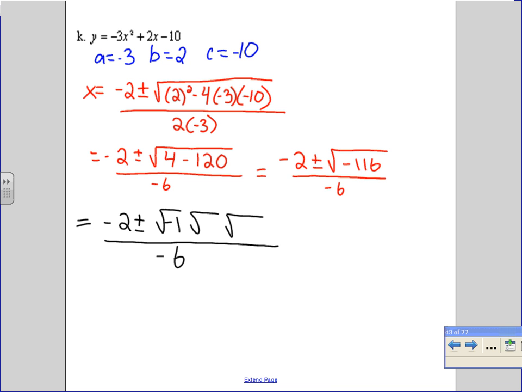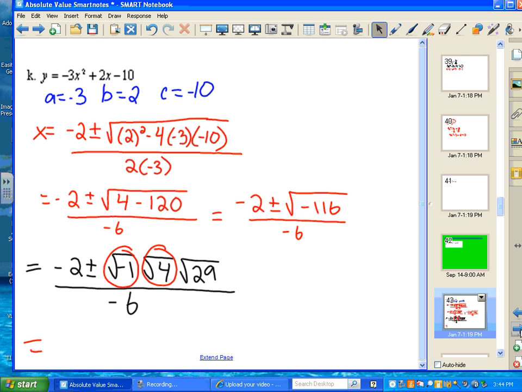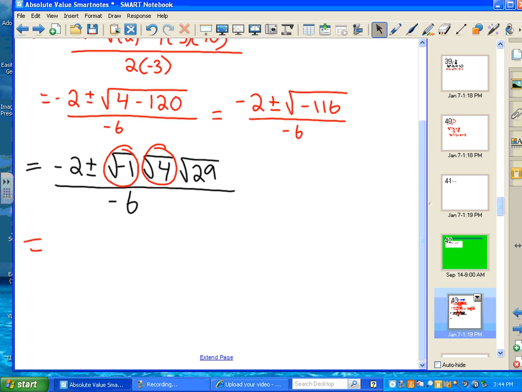Okay, I hope you thought, if not, pause the video. 4 times 29 is 116. Okay, 4 is the perfect square. So our next step here is to simplify. This is a perfect square, and we can also take the square root of negative 1. Let me make this a little bit bigger. All right, so we have negative 2 plus or minus. The square root of negative 1 is i. So put your i here. The square root of 4 is 2. Leave the square root of 29 in there, all over negative 6.